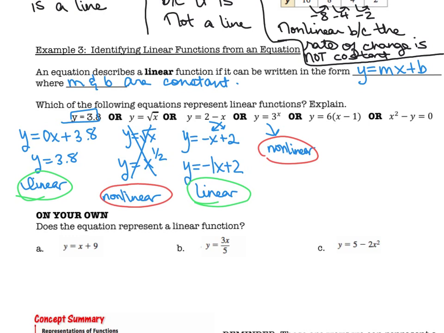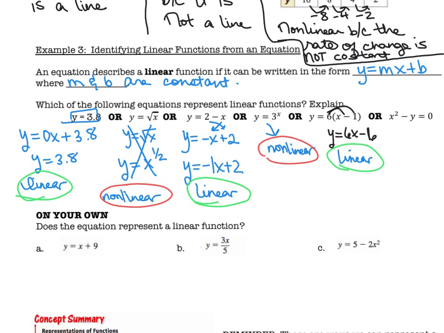All right, let's look at the fifth one. We have y equals 6 times parentheses x minus 1. Well, if I were to distribute the 6, I can rewrite this as y equals 6x minus 6, where my m is 6 and my b is negative 6. In the form of y equals mx plus b, it's linear. Therefore, we are good to go.